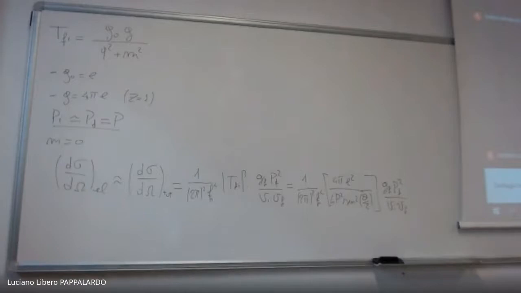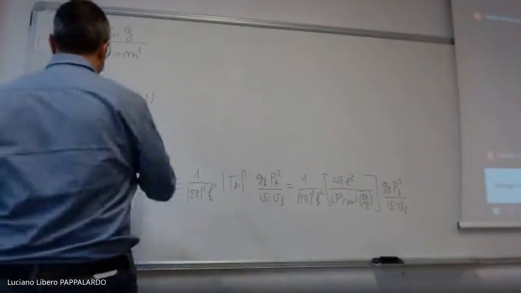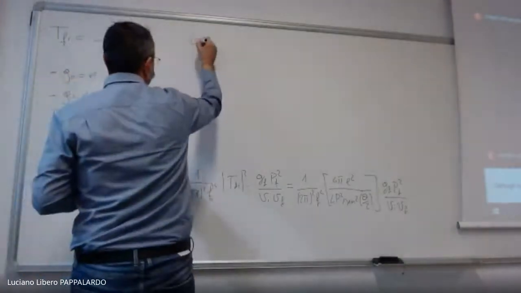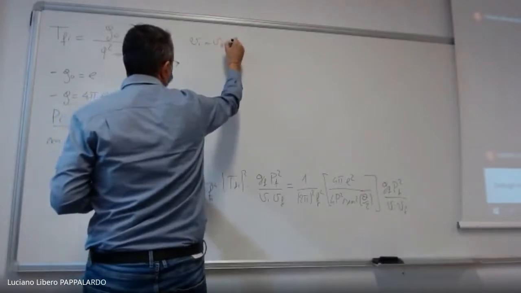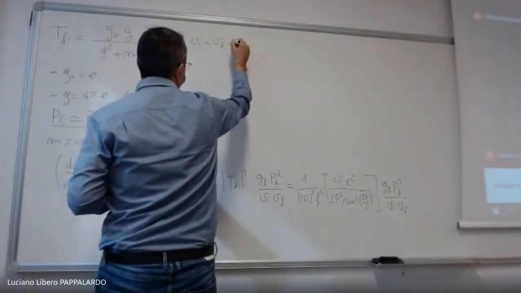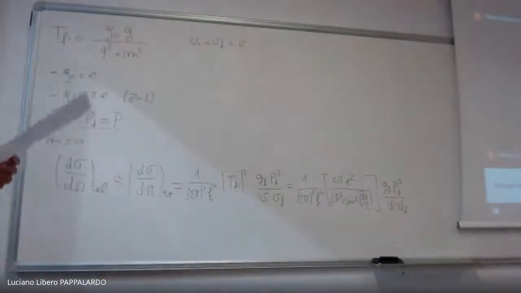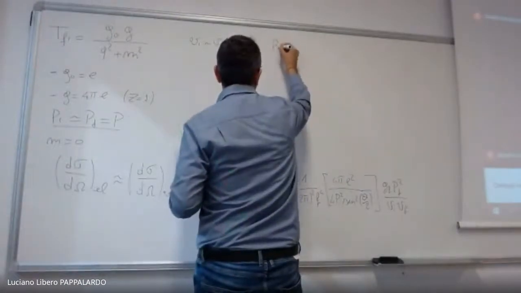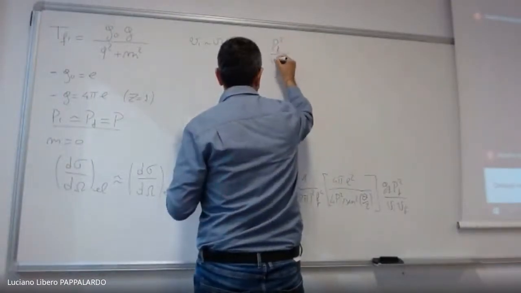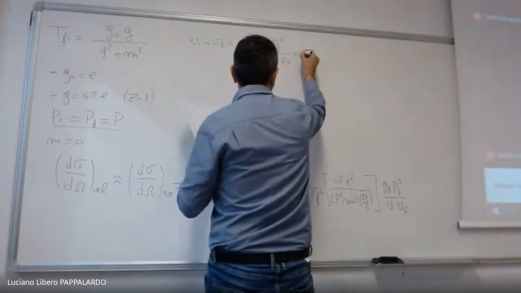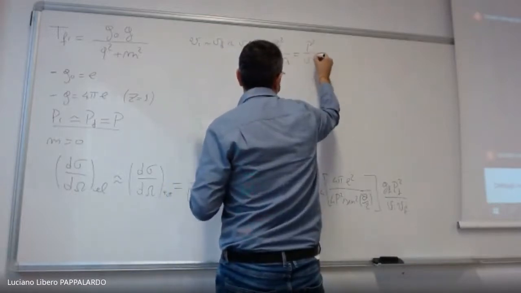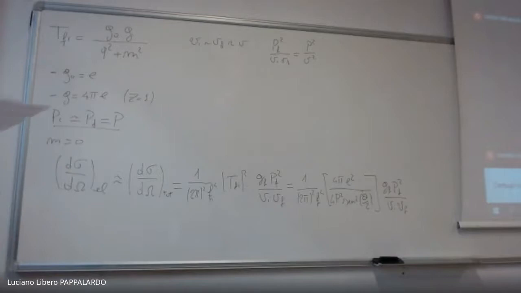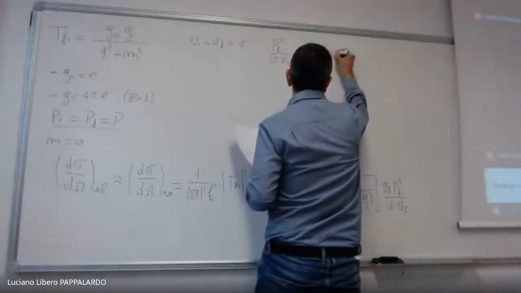Now let's make some simple considerations. Starting from this condition here of the non-recoiling proton, it is equivalent to write v_i equal to v_f, which is just, let's call this v. And so our term here, p_f squared divided by v_i over v_f, is nothing else than p squared divided by v squared. It is a fully classical consideration, and classically this is just m squared, right?